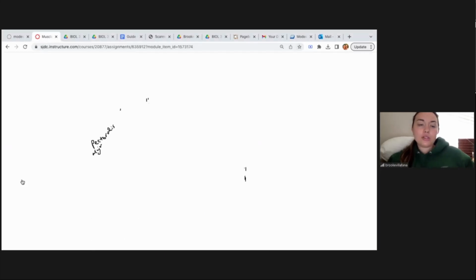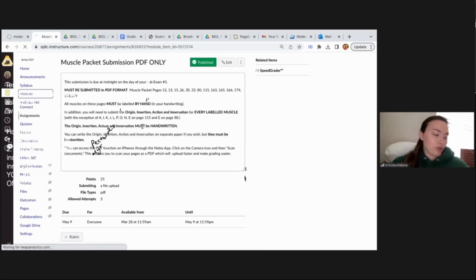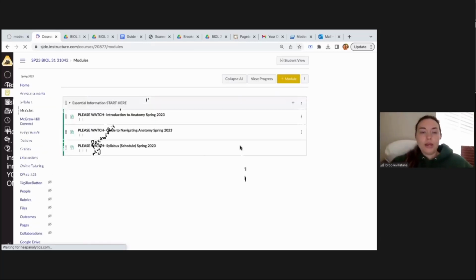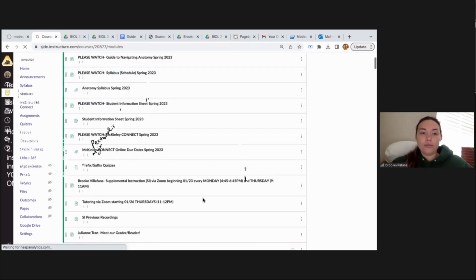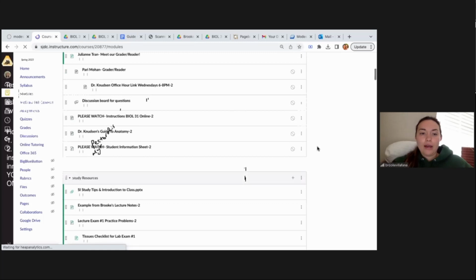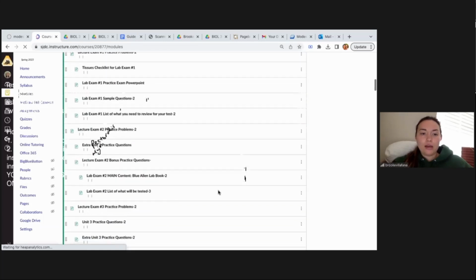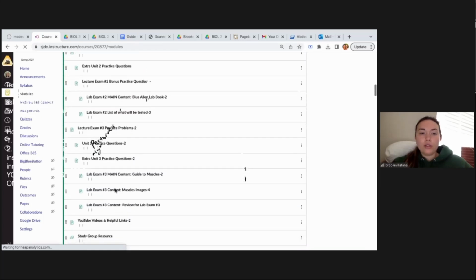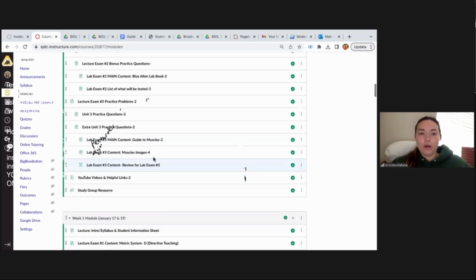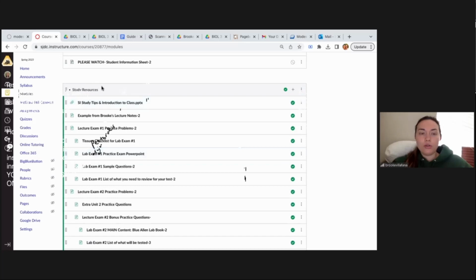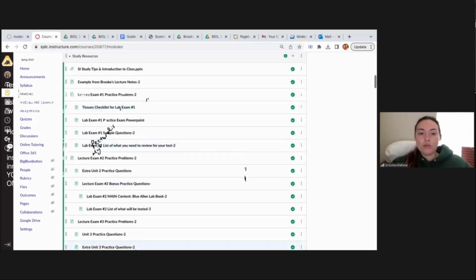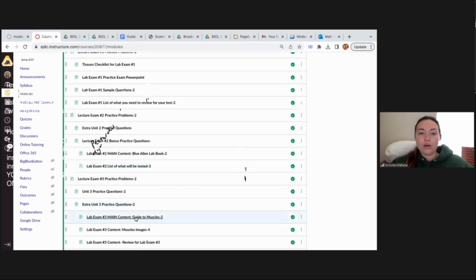So in your study resources module in Canvas, it's also found in your module. If you guys go to that, you're going to see a link called the Guide to Muscles. Does everybody see that in our study resources module? I don't want to erase my notes because I'm using those. Study resources module, right here, we see it called Guide to Muscles. Yes, everybody should have that in their study resources.